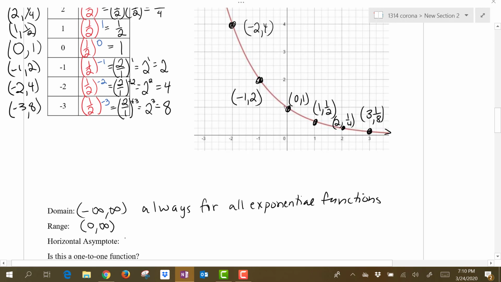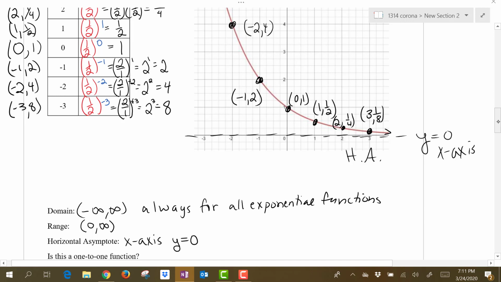Alright, horizontal asymptote, well, it's going to be the x-axis again, just like it was before. That line y equals 0. So right here, if I was to draw a dotted horizontal line here, the graph gets really close to that line. Just like it did with rational functions, we get really, really close, but we never actually cross that line y equals 0, or that's the same thing as the x-axis.